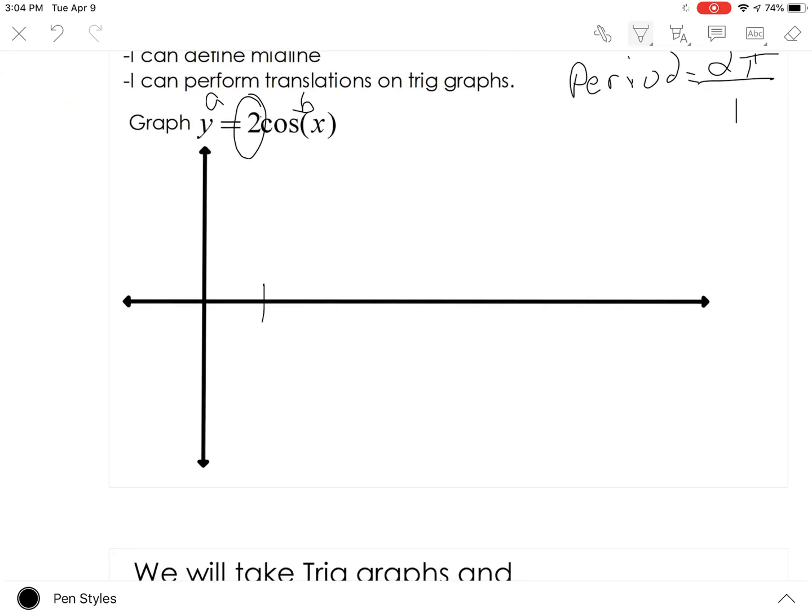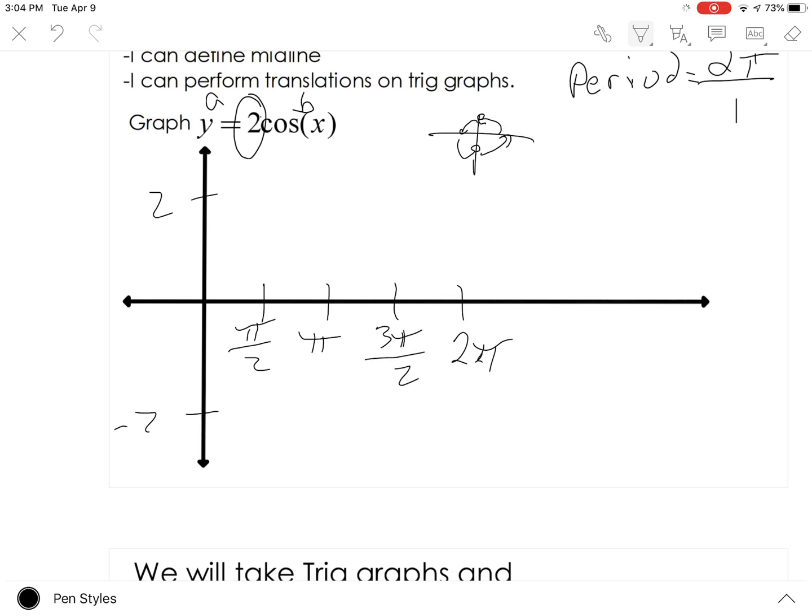So 1, 2, 3, 4. If you haven't picked up, the reason why it's 4 is because there's 4 turns to get around the unit circle. So if you're on that unit circle, it's 1 turn, 2 turns, 3 turns, 4 turns. So to get full circle, I'm at 2 pi. To get halfway across would be pi. To get a fourth of the way across would be pi over 2, and then 3 pi over 2. Okay, amplitude of change would just make it 2 and negative 2.